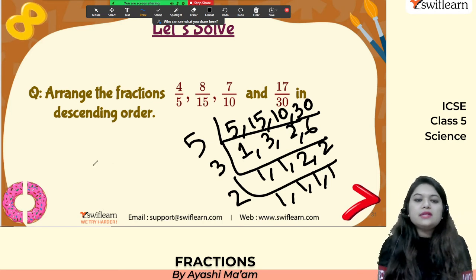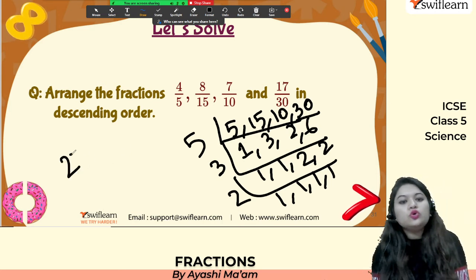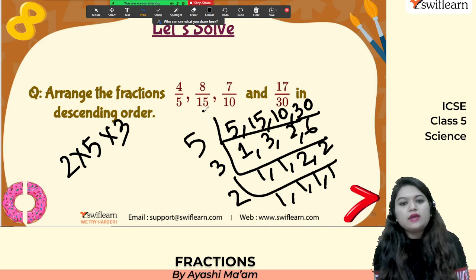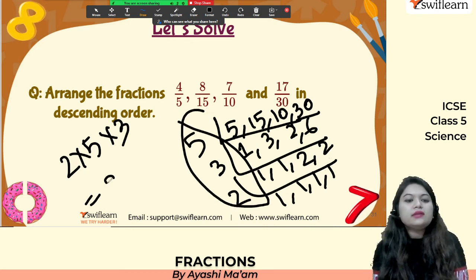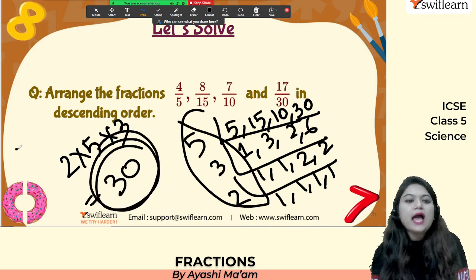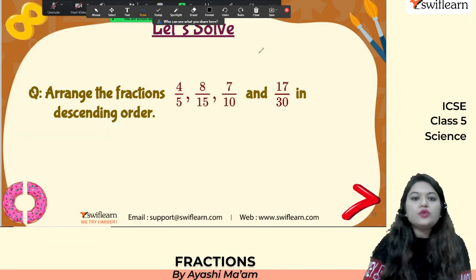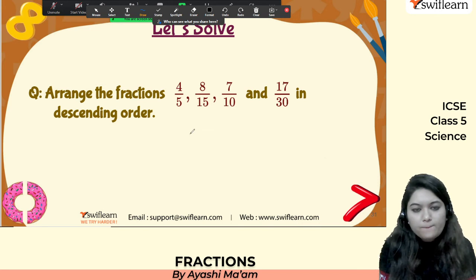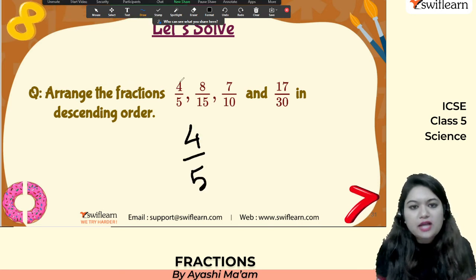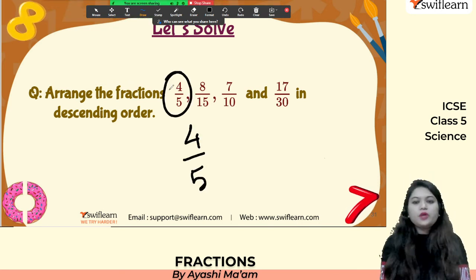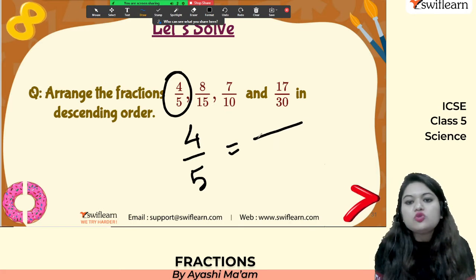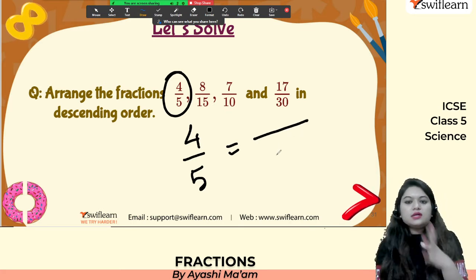So yeah, the LCM will come as 2 into 5 into 3, right? These factors. So you will get 30. So 30 is coming as our LCM. LCM is 30. Now what we will do is, so we have 30, right? 4, we will take the first fraction. 4 by 5.